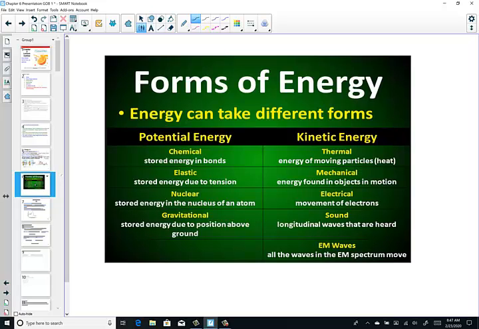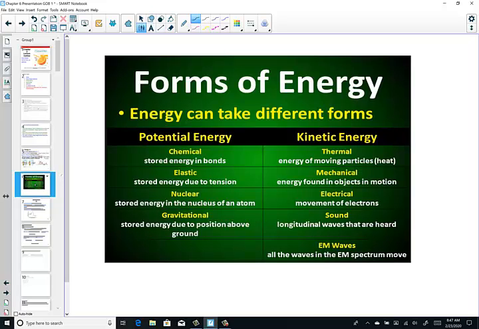Remember that bow that we talked about in the previous slide? When she pulled back the string, she was storing energy due to tension. There's other types, such as nuclear. You blast apart a nucleus of an atom, all kinds of energy is released. Or gravitational potential energy, like at the top of the hill in the roller coaster. Kinetic energy includes thermal, mechanical, electrical, sound, and electromagnetic waves. All of those, the EM stands for electromagnetic spectrum, are in motion.